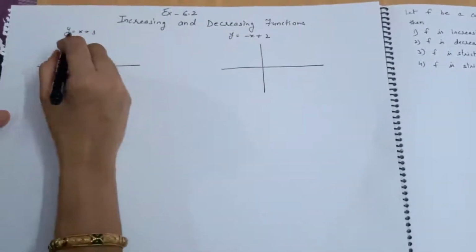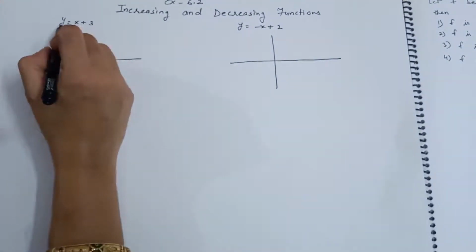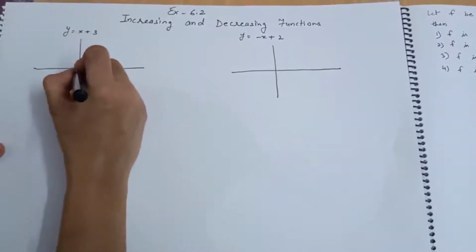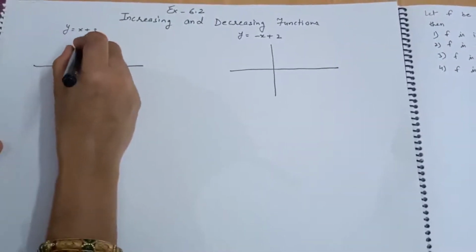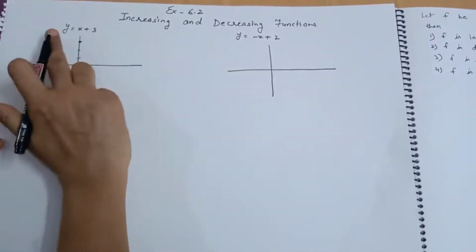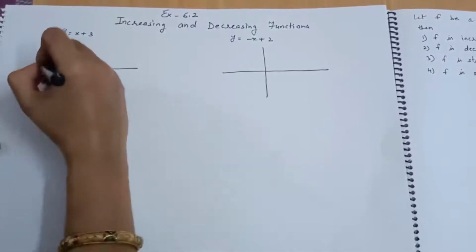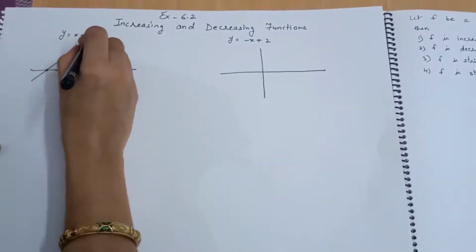So first I have given the example y equals x plus 3. If I plot the graph of this, when x equals 0, then y equals 3. So x equals 0, y equals 3; I am marking this here. And when y equals 0, x equals minus 3. So it is 1, 2, minus 3. And if I plot the graph, it goes like this.